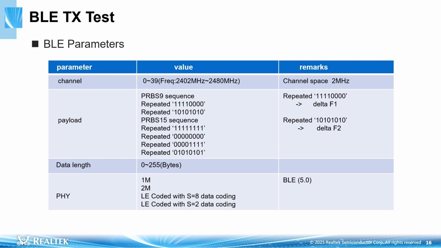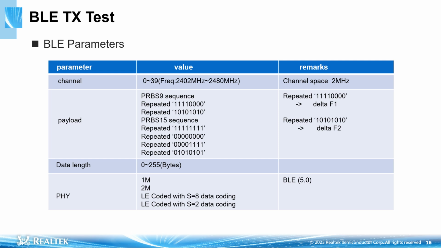This is the parameter of the BLE spec. During the transmit test, when the payload is set to 11110000, delta F1 can be measured, and when it is set to 10101010, delta F2 can be measured.